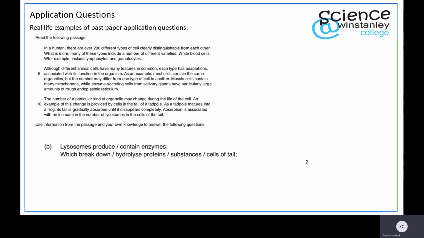It is because lysosomes produce or contain enzymes, and these break down or hydrolyze proteins and substances or cells of a tail. Okay, so it's that simple. Because the lysosomes have the hydrolytic enzymes, they break down the substances, the proteins, the cells of the tail.